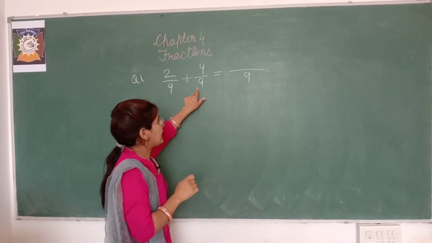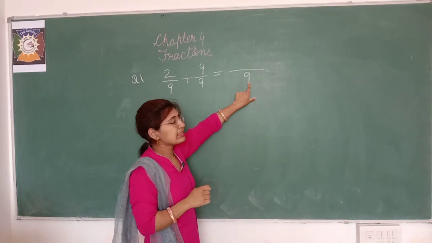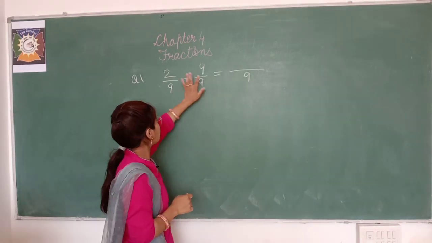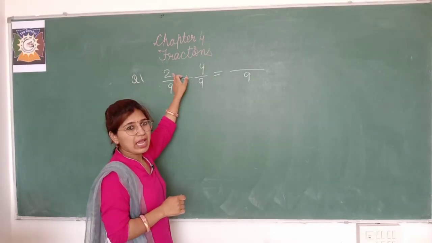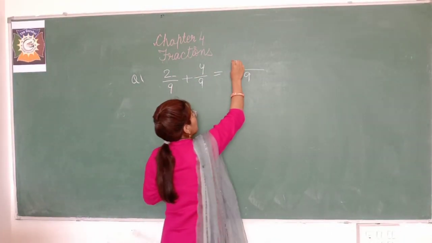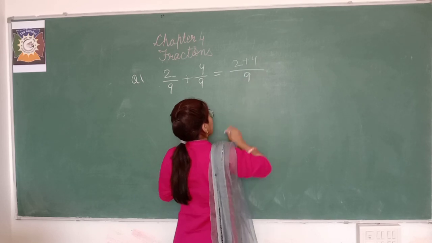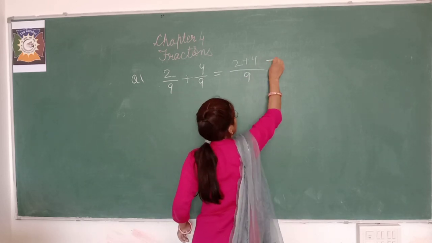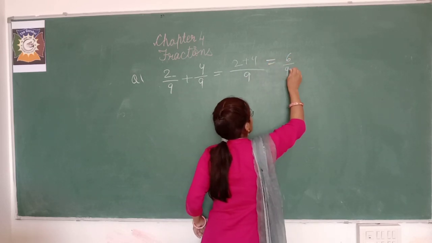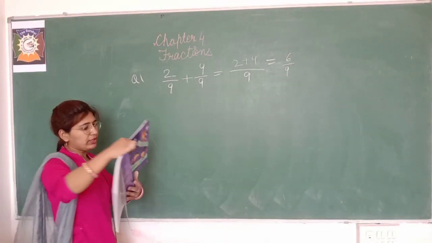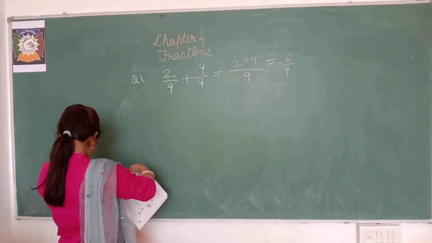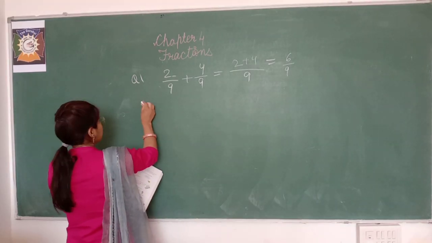We write 9 as given, so we take 9 as our common denominator and after this we will add the value of numerators. See bachche, it is 2 and 4, we have to add the value of the numerators, that is 2 plus 4, and what we get, 2 plus 4 gives us 6. It is 6 by 9. This is the required sum. After solving question number 1, we will do the next question, that is question number 7.